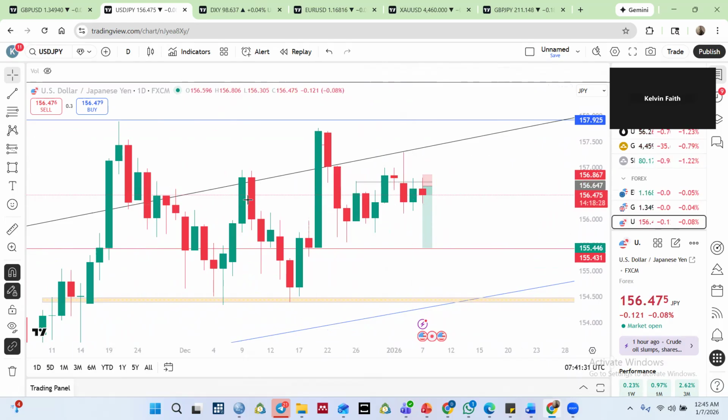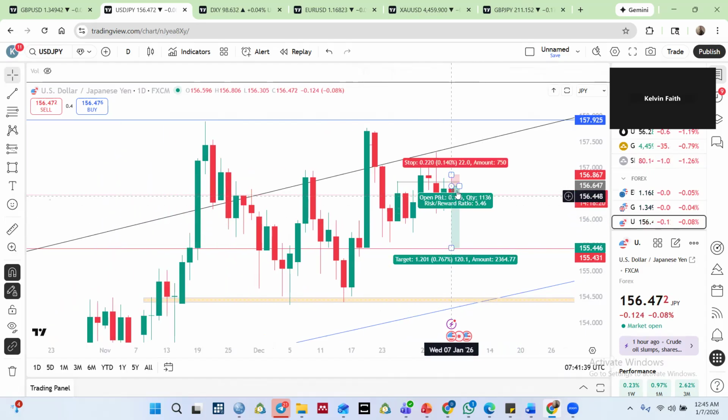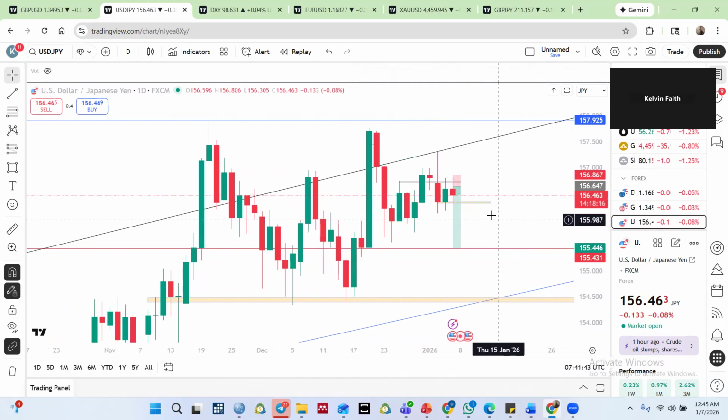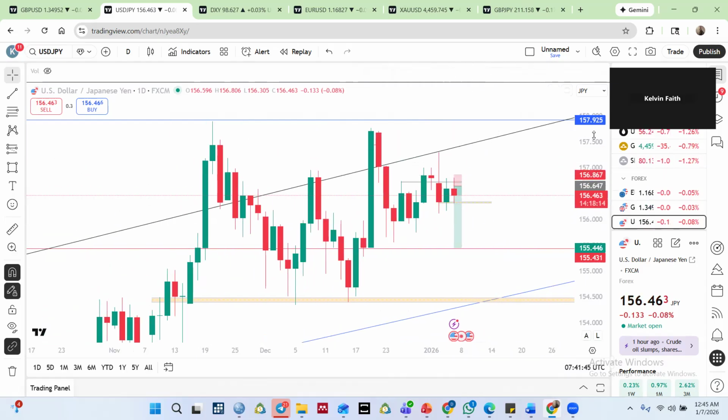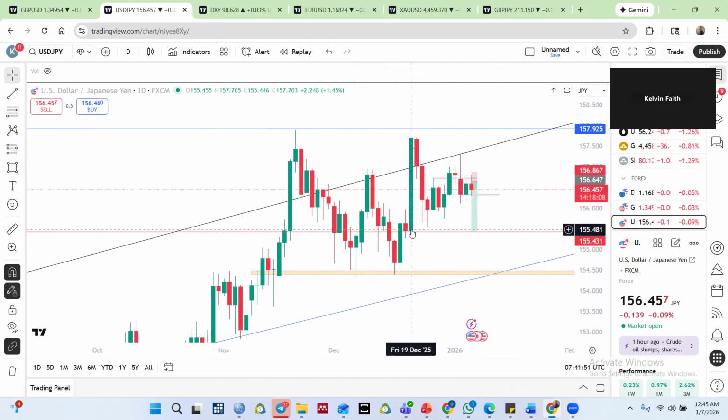So what we need is to see yesterday's open candle. We should see today's candle engulfing yesterday's candle. Once we see that, this is going to be good. And then we can see price dropping more, at least to this area.